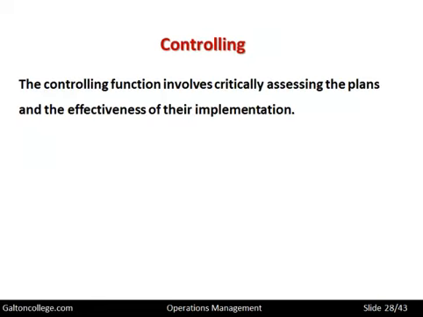The controlling function involves critically assessing the plans and the effectiveness of their implementation. So when the plans have been designed and the information collected, it's important that the information is acted upon. Otherwise, it's all an empty gesture, or just a pure cost. Data was collected and processed into information, analysed, discussed, looked at in the context of the plan, and then nothing happens. Well, that would be silly. That's just a whole waste of time.